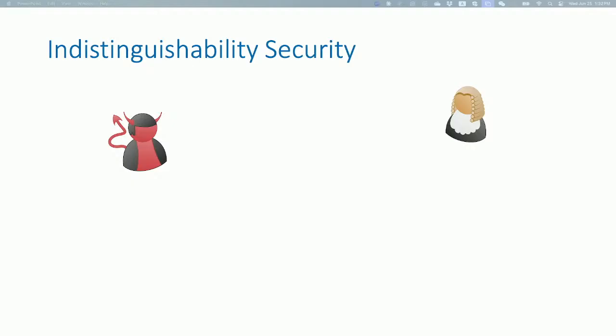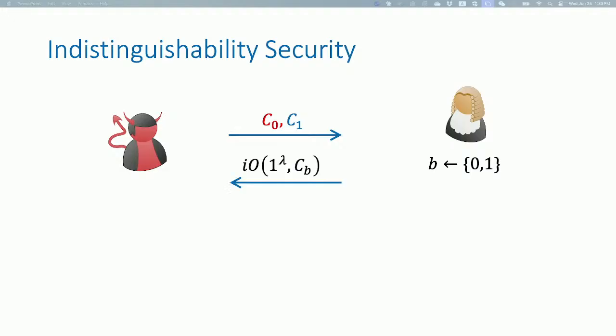So the security of iO can be viewed as the following game between an adversary and a challenger. Initially, the adversary chooses two programs, C0 and C1, which are supposed to be functionally equivalent, and sends them to the challenger. And the challenger randomly flips a bit b and selects one of the two programs, obfuscates it and sends it back to the adversary. So the adversary is required to tell which program is obfuscated and send back a guessing bit b prime.